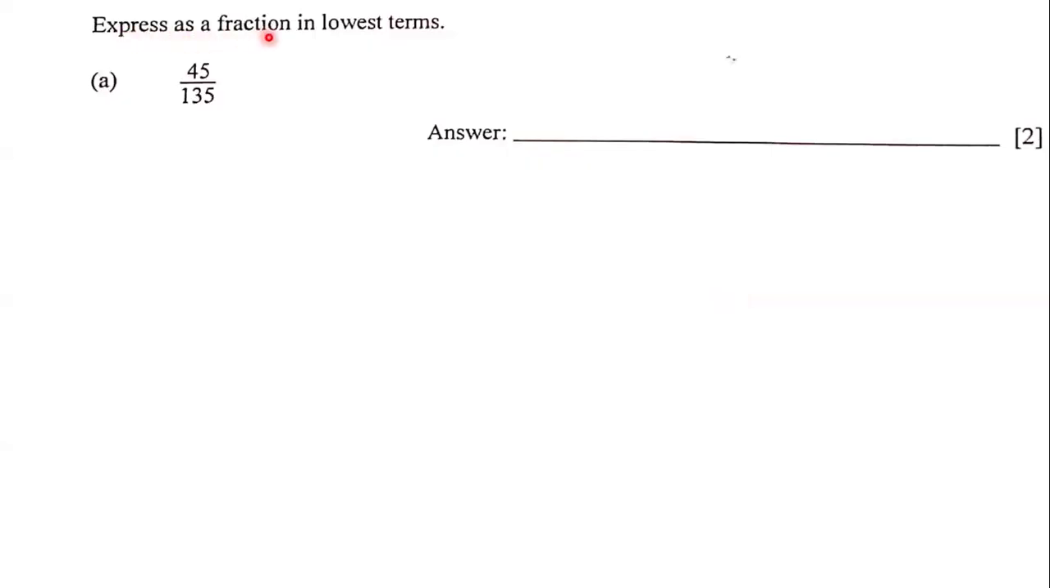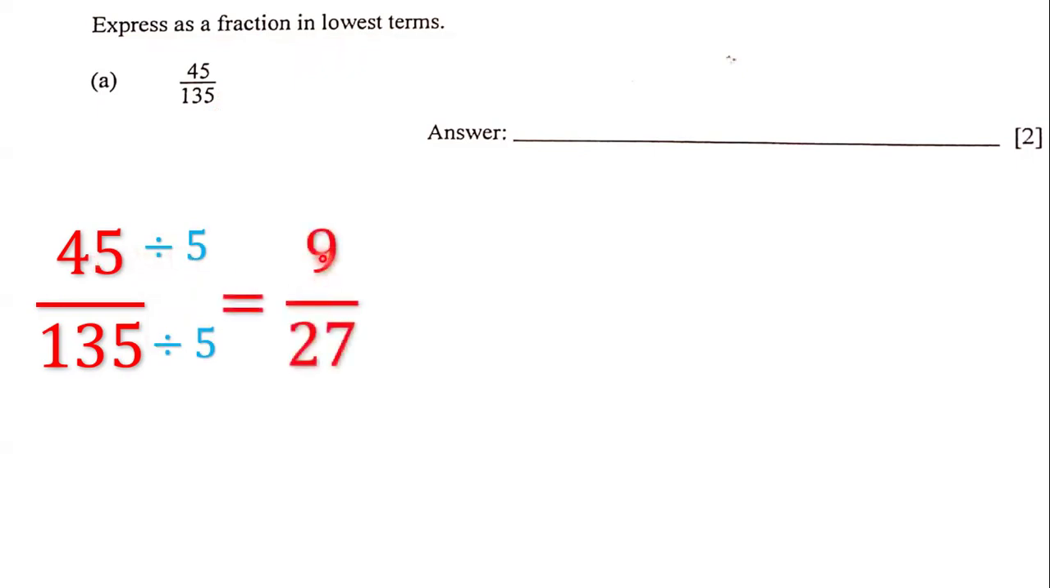Expressed as a fraction in lowest terms. Notice that we have 45 over 135, and our goal is to take this fraction and express it in lowest terms. So we have to find a number that can go into both 45 and 135 without leaving a remainder. So what number will we use? Let's use 5. 45 divided by 5 is definitely 9, and 135 divided by 5 is 27. And so we have 9 over 27.